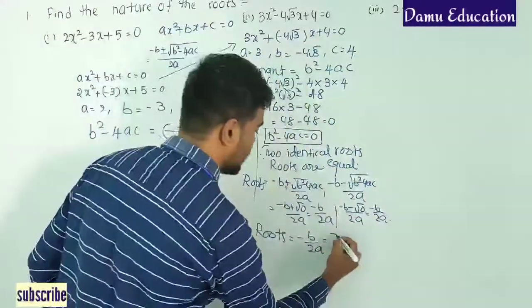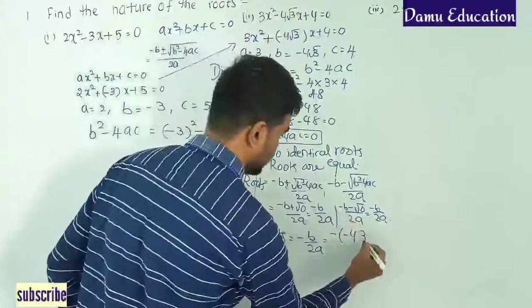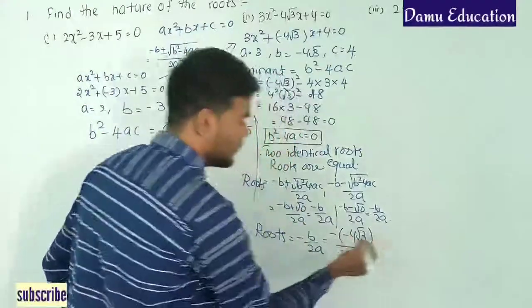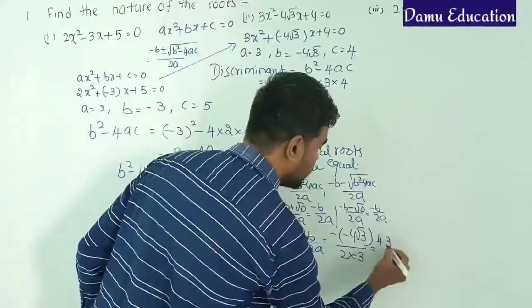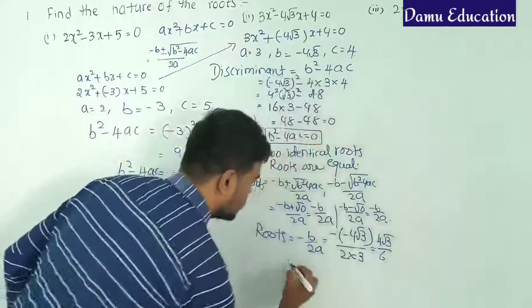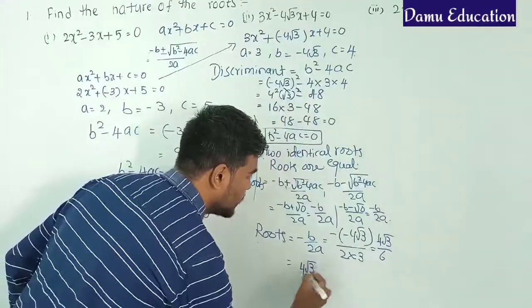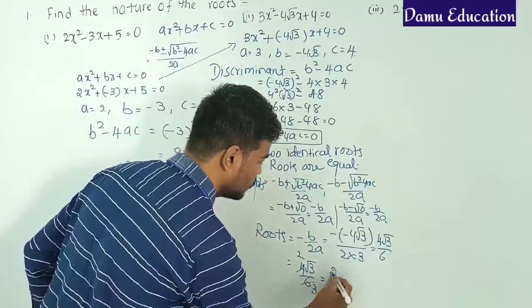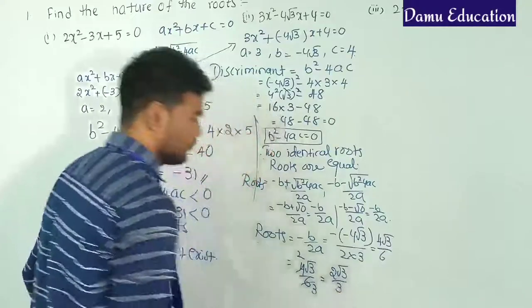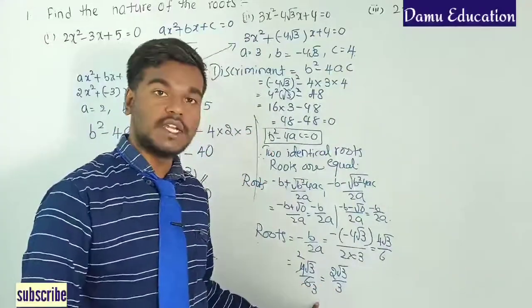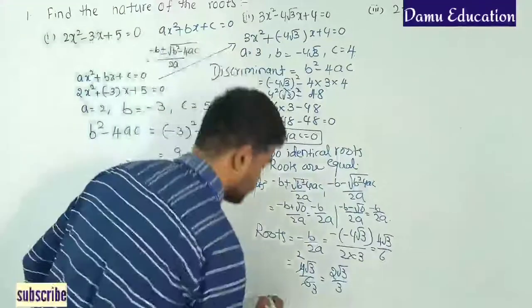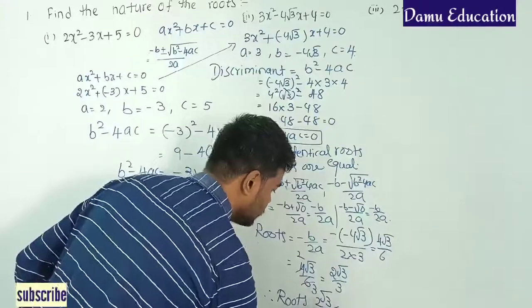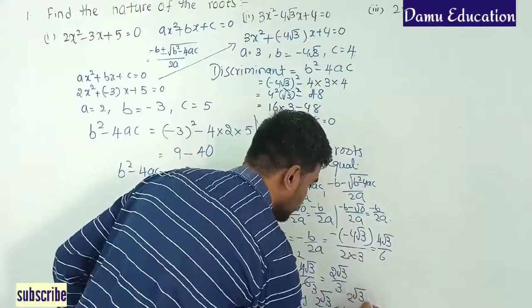So b is nothing but minus of minus 4 root 3 by 2 into a, which is 3. So minus into minus will become plus, 4 root 3 by 2 times 3, which is 6. So 4 root 3 by 6: 2 2s are 4, 2 3s are 6, that is 2 root 3 by 3. So that is the roots. Therefore the roots are 2 root 3 by 3, comma, 2 root 3 by 3.